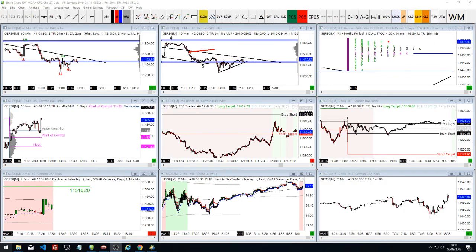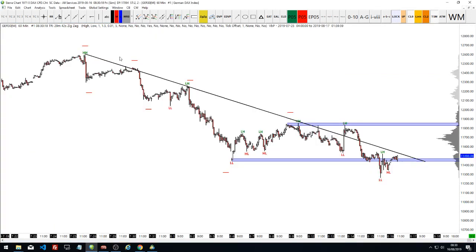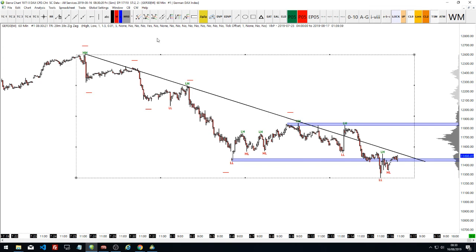Morning traders, it's Friday and we'll look at the DAX technical analysis for yesterday and today, and jumping straight into the chart, 60-minute chart.